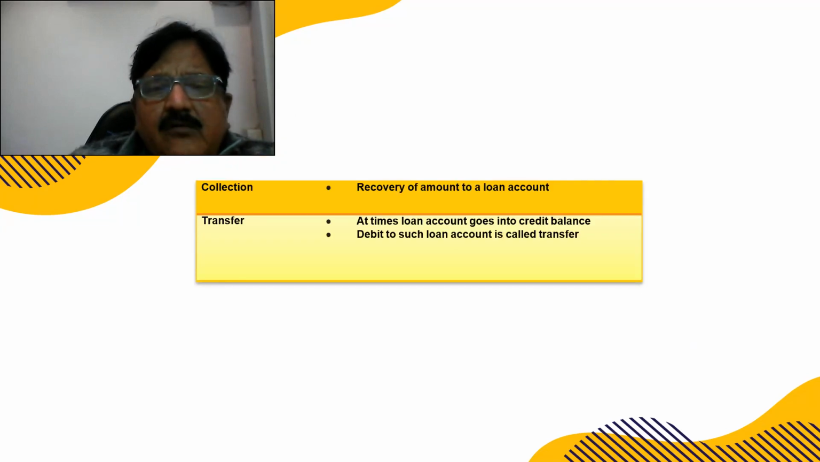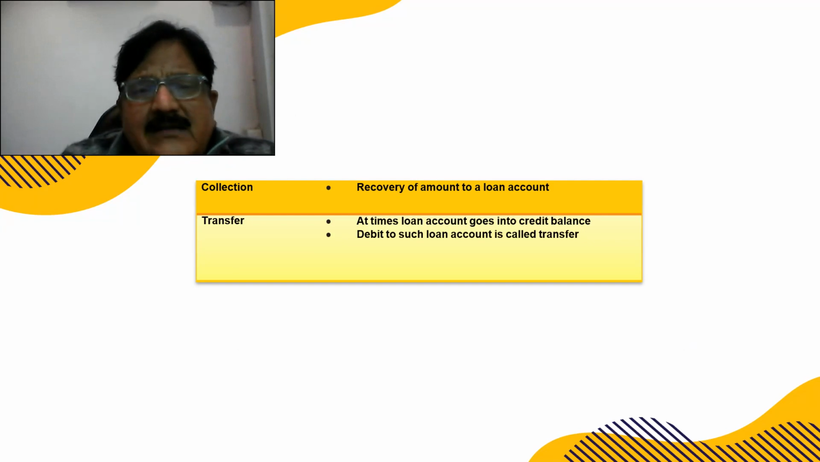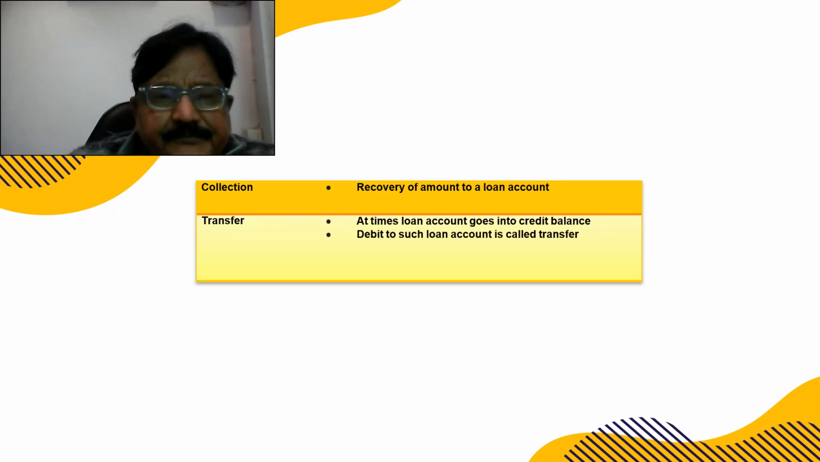Collection is recovery of the amount of a loan account. Transfer: at times a loan account goes into credit balance instead of debit balance, and such a loan account is called transfer. If it goes into credit balance, we debit that amount, and it is called transfer.